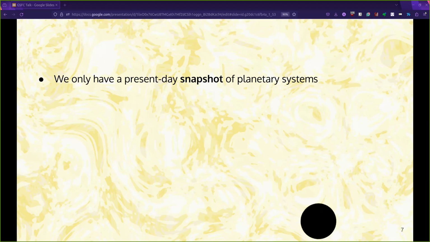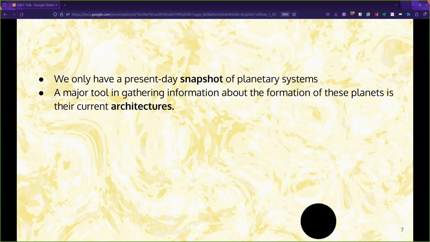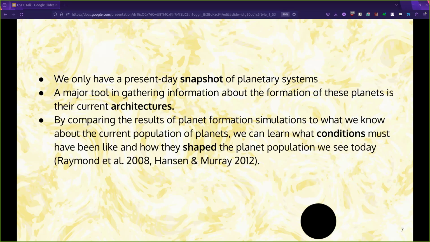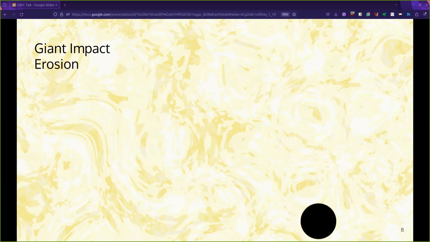So we only have this snapshot of planetary systems, like that we see from surveys like Kepler, and gathering information on formation of these planets comes from specifically how they're arranged. So by comparing simulations to the planets that we see, we can see how the conditions that we put into our simulations might have actually shaped the planets that we see today. So let me describe what I mean by that.